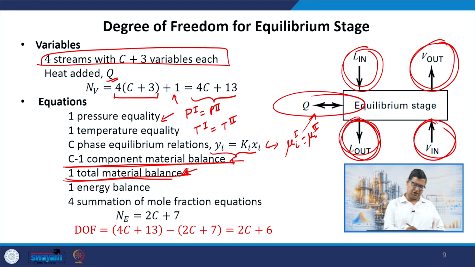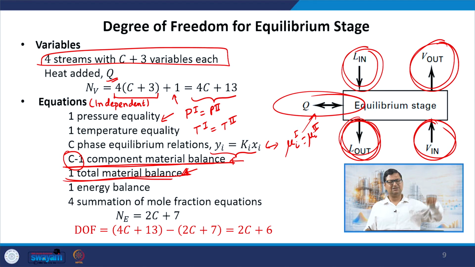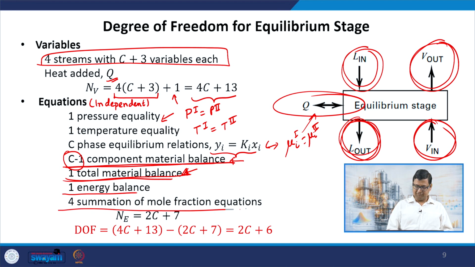Keep in mind that we have to keep our equations independent, right. If we had chosen to write C component material balances, then the total material balance is no longer independent. So we are choosing only C minus 1 component material balances, because the other material balance is the total one. And then we have one energy balance, and for every stream, as we said earlier, we consider the summation of mole fractions as an extra equation, because we have added an extra variable for every stream, right. So we have 4 summation of mole fraction equations.